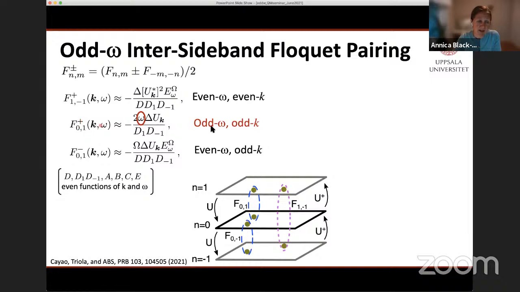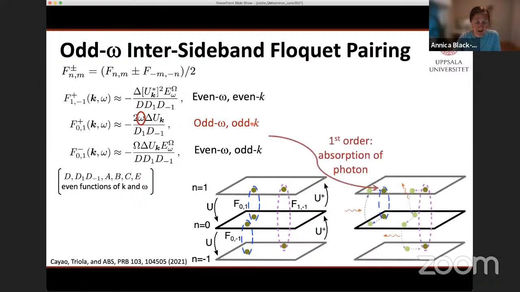And how does that work? Well, it's actually odd in the momentum here. And you see that this UK was actually linear in K. So this is actually an odd frequency, even Floquet sideband pairing, but it's P-wave and spin-singlet. The spin index here is suppressed because it was spin-singlet.